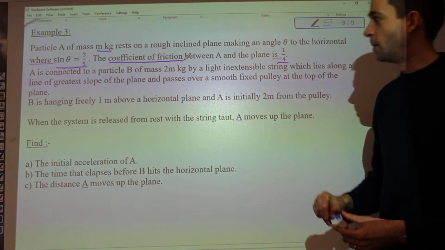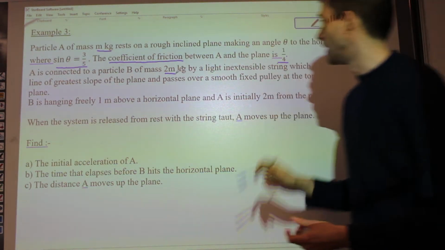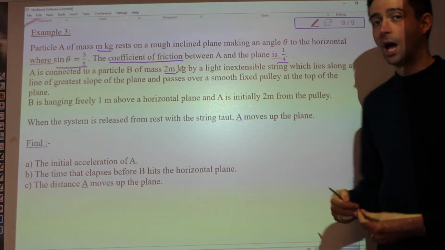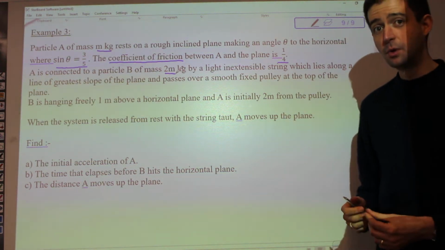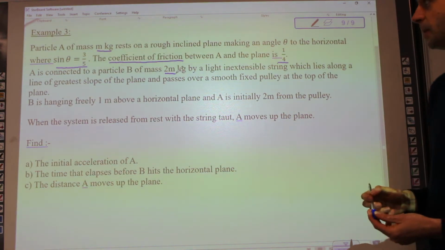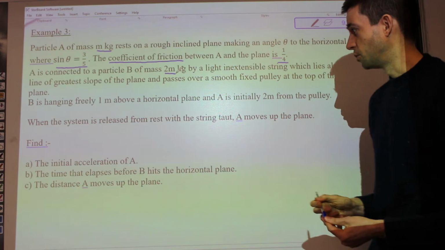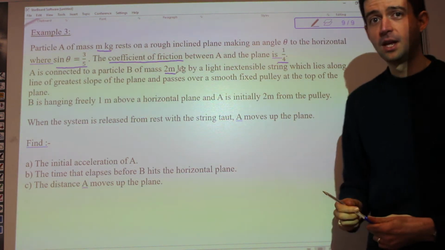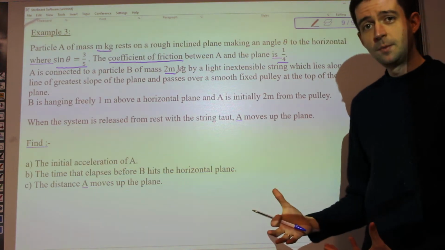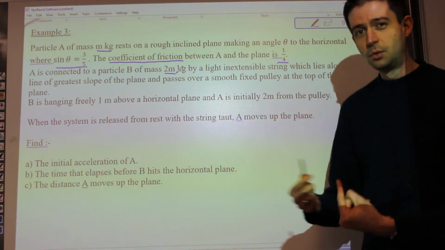A is connected to a particle B of mass 2m by a light inextensible string which lies along a line of greatest slope of the plane and passes over a smooth fixed pulley at the top of the plane. B is hanging freely 1 metre above the horizontal plane and A is initially 2 metres from the pulley.